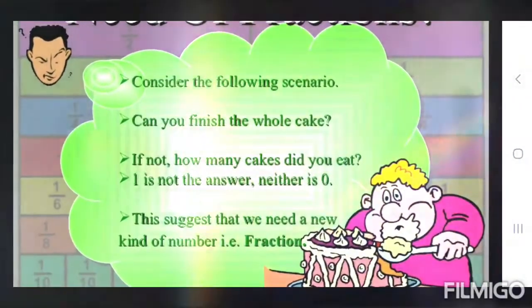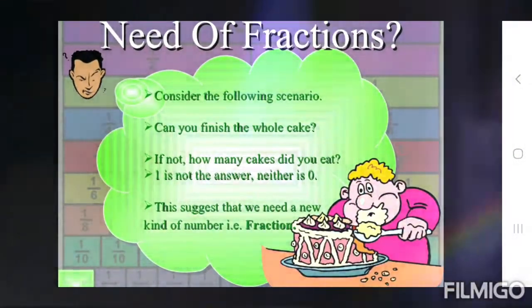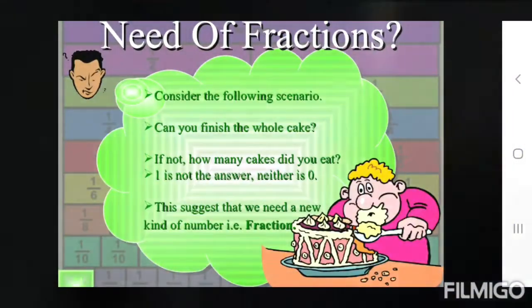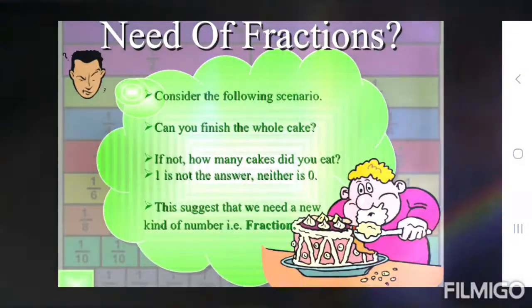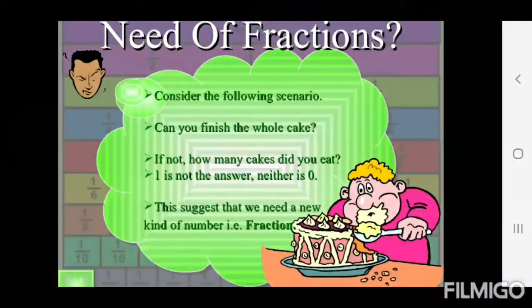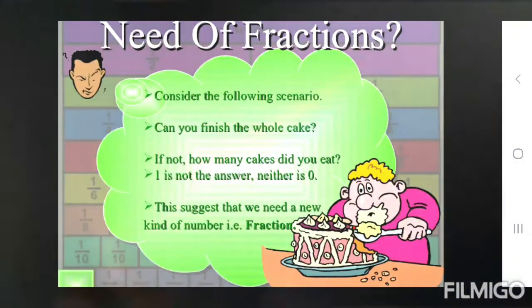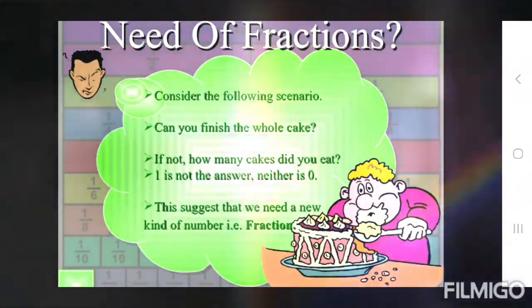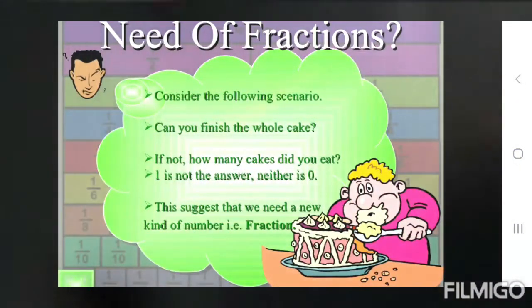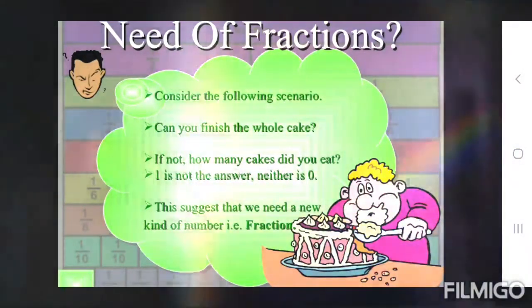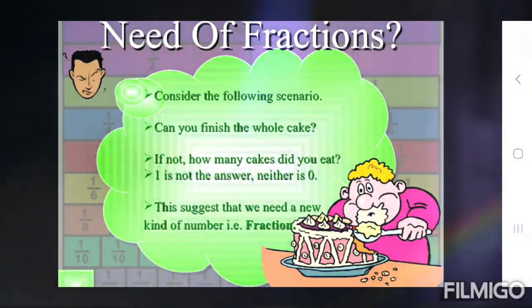Now what is the need of fractions? Consider the following scenario. Can you finish the whole cake? Suppose you are given a whole cake on your birthday. Can you finish it at one go? If not, how many cakes did you eat? 1 is not the answer. Another, 0. You have neither taken the one whole cake, nor have you eaten 0.